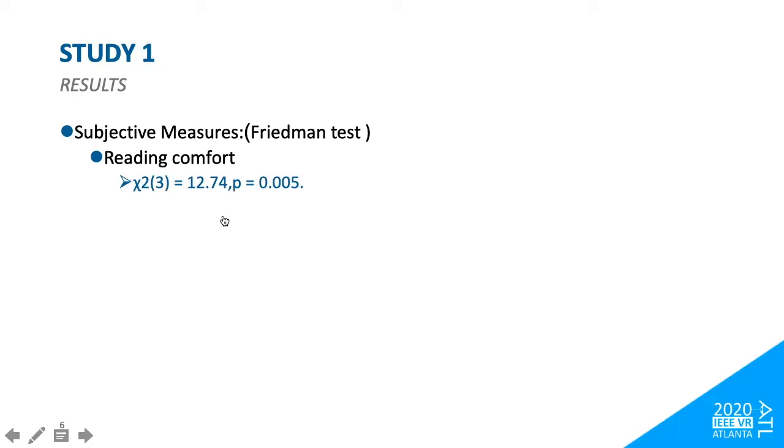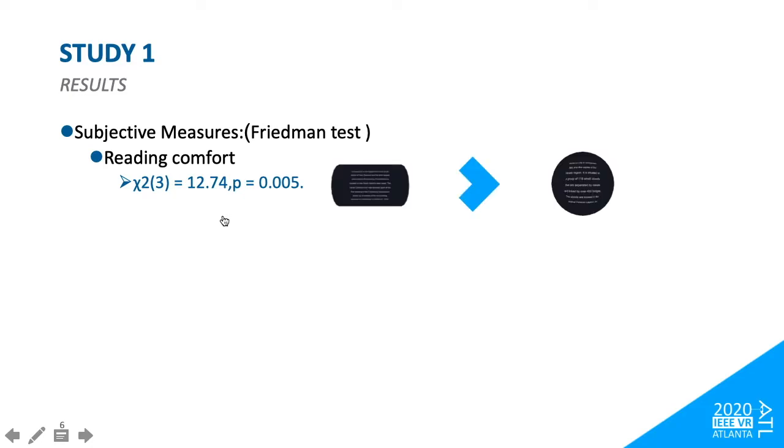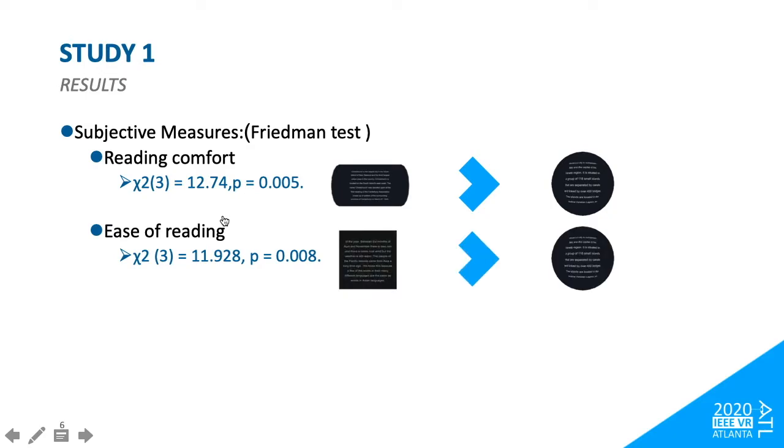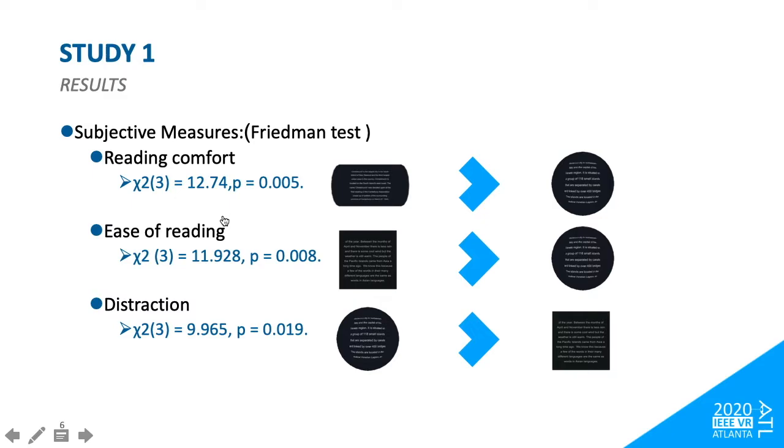We have subjective as well as objective results. We applied the Friedman test for the subjective measures. Three measures showed statistically significant results. To be more specific, as for reading comfort, the horizontal cylinder was better than the sphere. As for ease of reading, the plane performed better than the sphere. As for distraction, the sphere was much more distracting than the baseline, which is the plane.